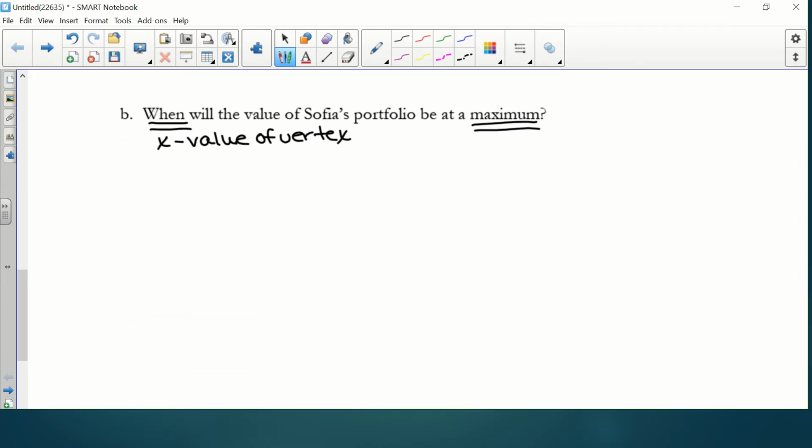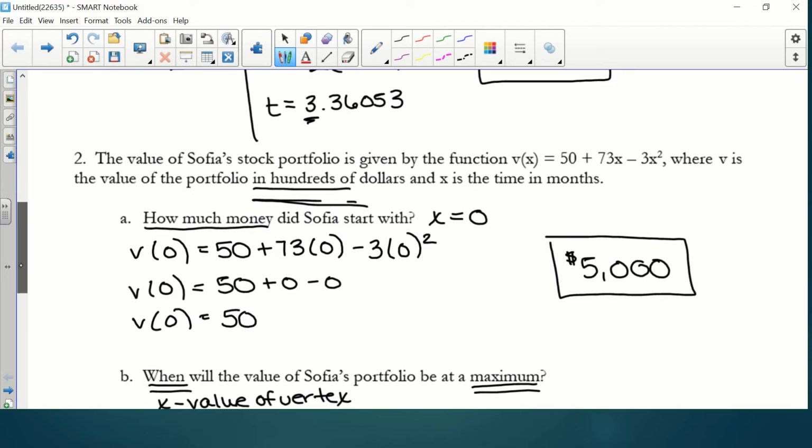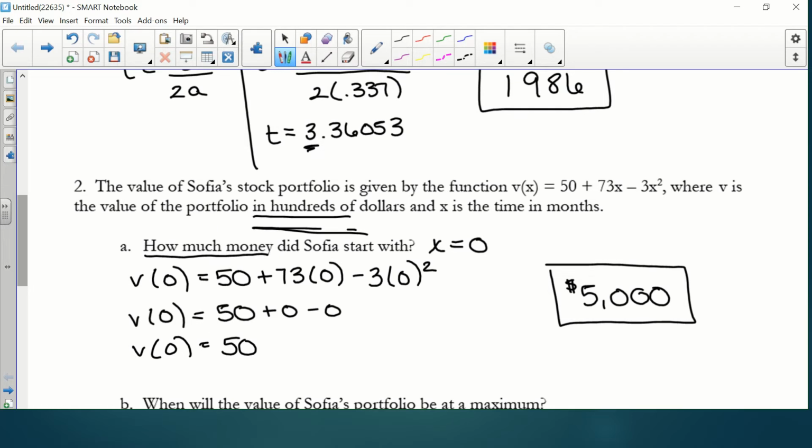Okay, so to find the x value of the vertex, let's go ahead and use that axis of symmetry formula again. Plugging in x equals negative b. Now be careful here. Working backwards, the negative 3x squared, that's our a value. Our a value is always attached to x squared. Our b value is always attached to x. And our constant is always our c value.